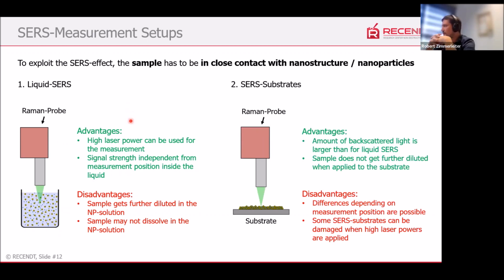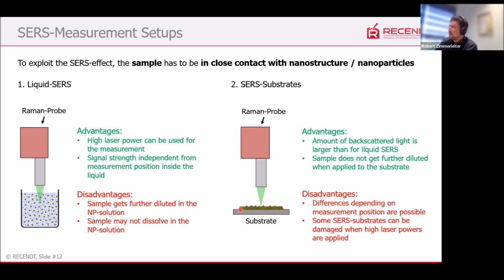The second approach, using the substrates, has the advantages that the amount of backscattered light, and thus also the amount of Raman scattered light, is much larger than for the liquid SERS approach. And also the sample does not get further diluted when you apply it to the substrate, because everything is solid here.